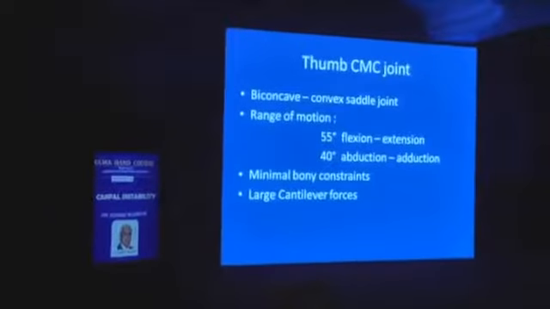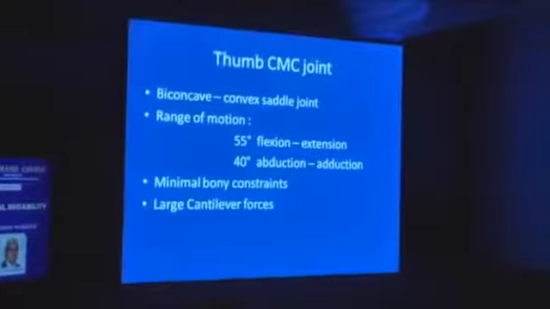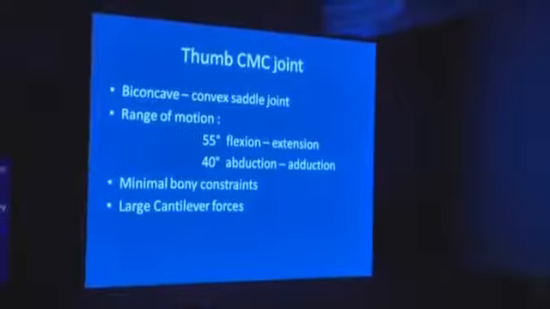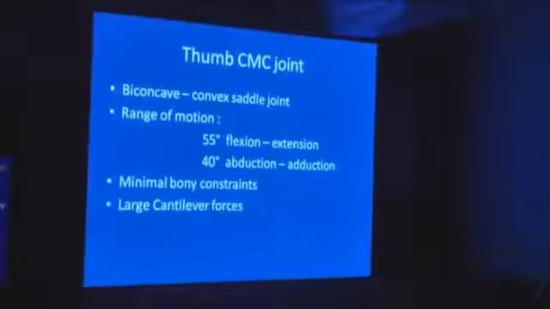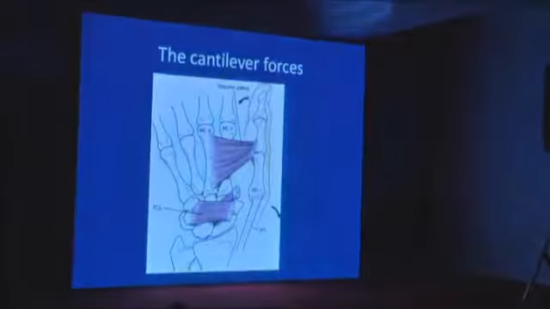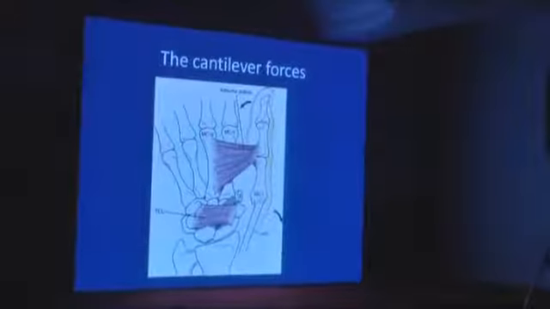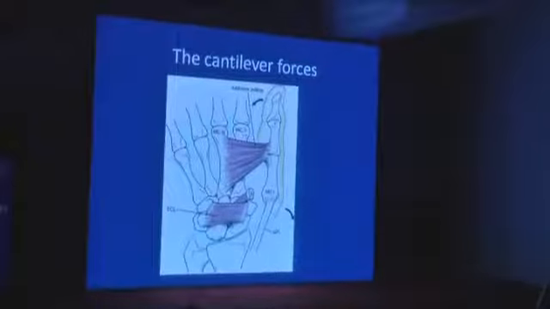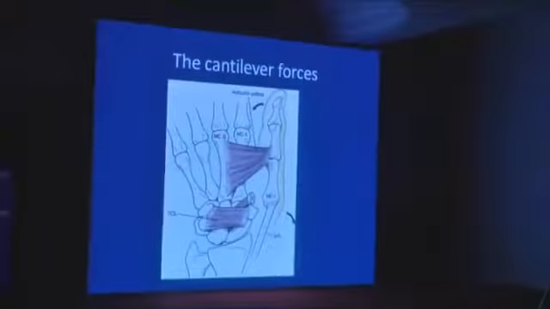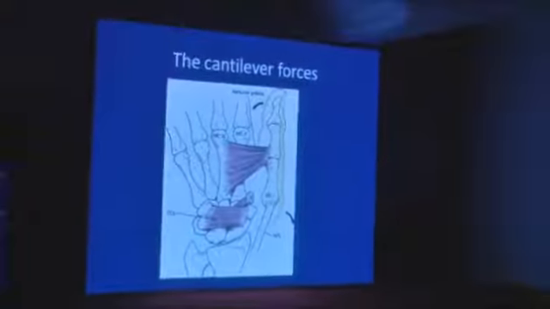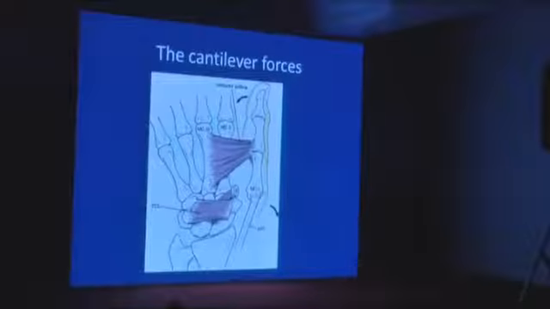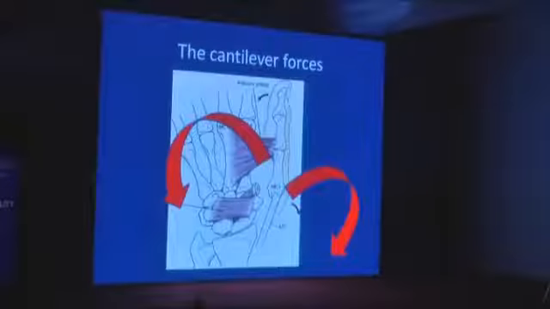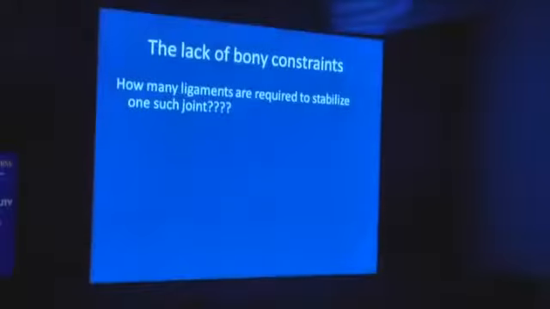There are very little bony constraints, which means it's not like the hip. So it's got to have a lot of ligaments and muscles controlling it. And there are large cantilever forces acting on this, and these cantilever forces shift out these fractures. And you can see the adductor holding the MP joint, while the abductor pollicis longus pulls down the metacarpal shaft. So that is what keeps it from staying together and pulls them apart. So they are in opposing directions, and therefore you get this problem.